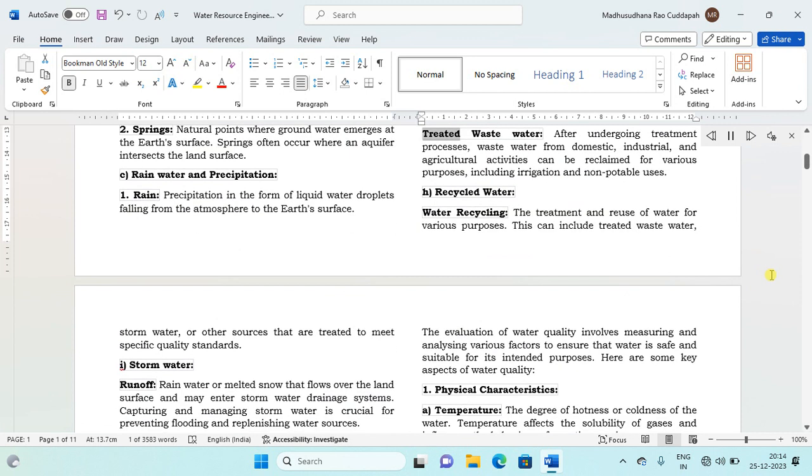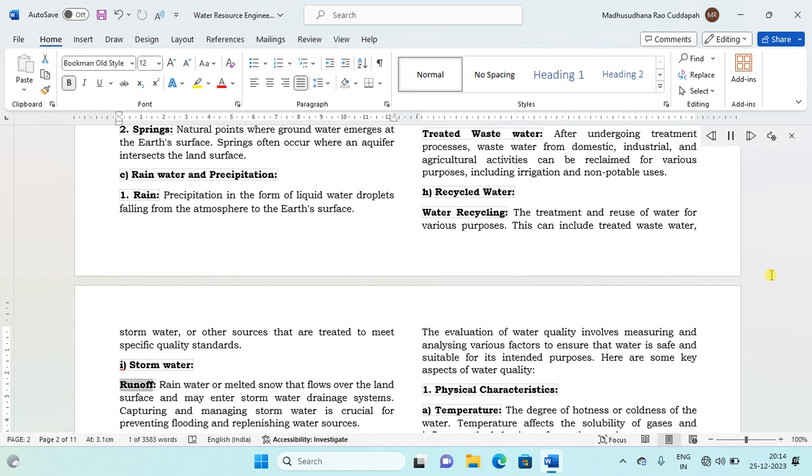G. Wastewater. Treated wastewater, after undergoing treatment processes, wastewater from domestic, industrial, and agricultural activities can be reclaimed for various purposes, including irrigation and non-potable uses. H. Recycled water. Water recycling, the treatment and reuse of water for various purposes. This can include treated wastewater, storm water, or other sources that are treated to meet specific quality standards.